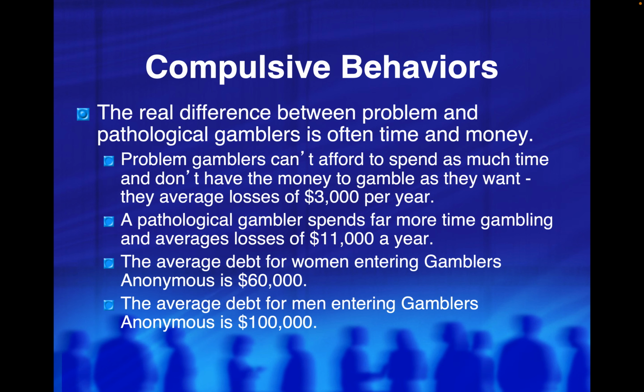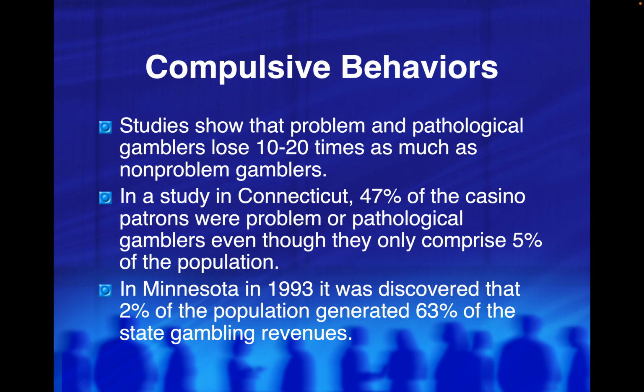The real difference between problem and pathological gamblers is often time and money. Problem gamblers can't afford to spend as much time and don't have the money to gamble as they want. They average losses of $3,000 per year. A pathological gambler spends far more time gambling and averages losses of $11,000 a year. The average debt for women entering Gamblers Anonymous is $60,000. The average debt for men entering Gamblers Anonymous is $100,000.